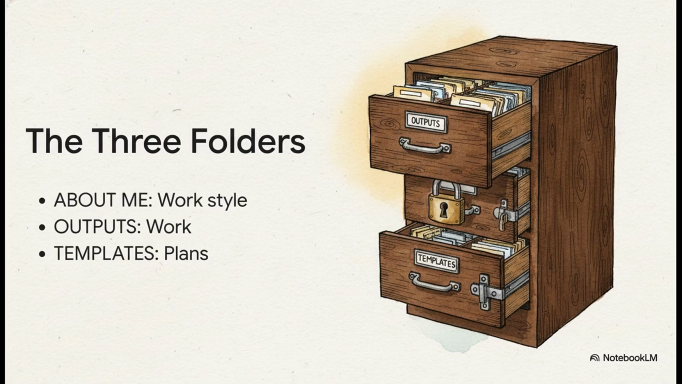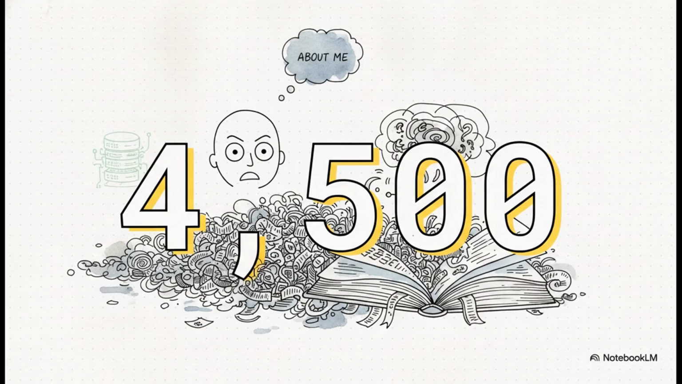Now, Claude reads that About Me folder before every single task it does. But the outputs and templates stay completely closed unless you specifically tell it to look there. Now, absolutely crucial tip here. Keep those About Me files short. We're talking under 4,500 words combined. If you go over that, Claude actually stops reading carefully and just starts loosely summarizing things. Pumping it full of massive files doesn't magically make the AI smarter. It actually just makes it way less precise.